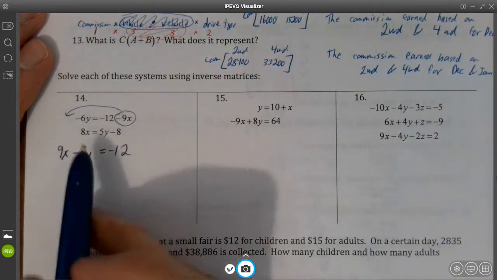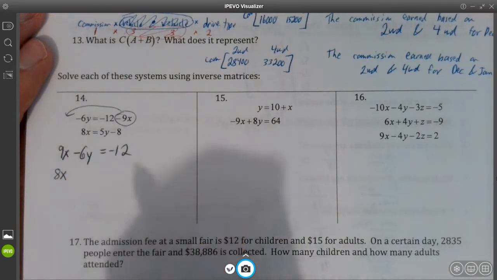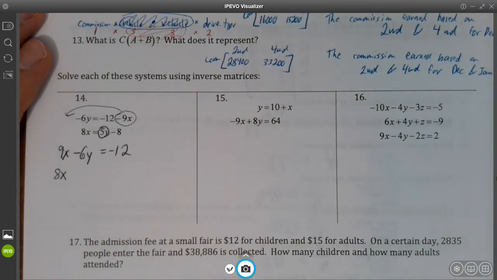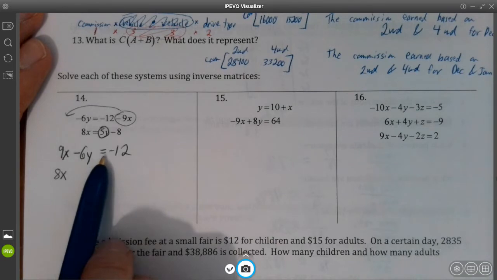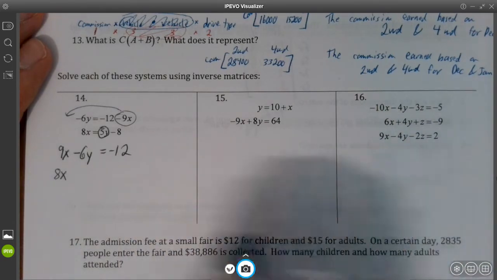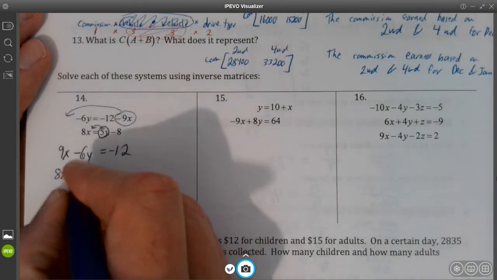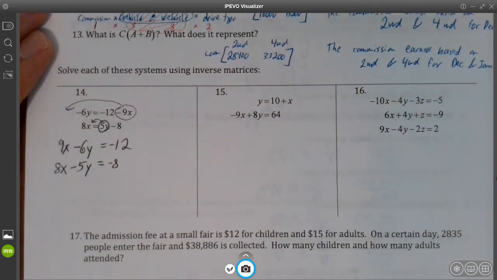All right, the second equation is 8x, that sounds good to me, equals 5y. Oh, we have a problem. Okay, so here's the deal. Here's where I'm going with this. Every one of these has to be set up as x, y equals a number, or in this case, x, y, z equals a number. Okay, so x and then y, this is going to move over. We're going to put it over here, and it becomes a negative 5y, and that equals negative 8. And that is fantastic and wonderful and good.